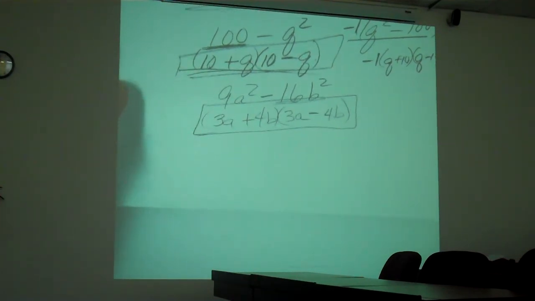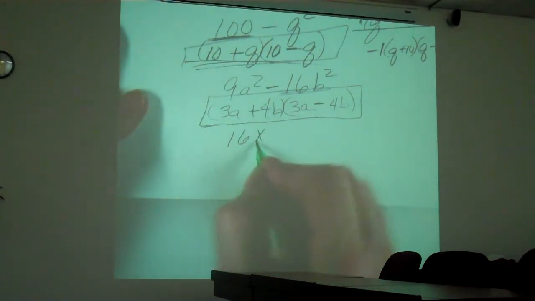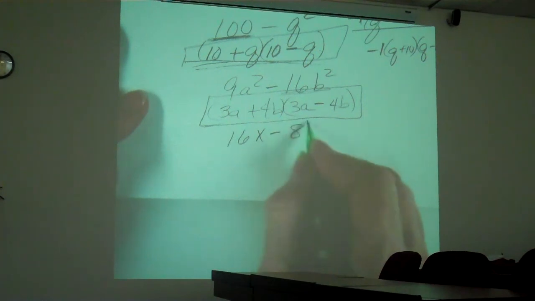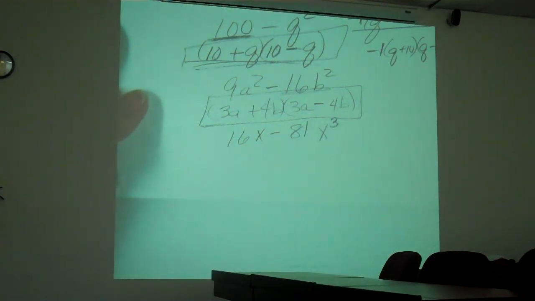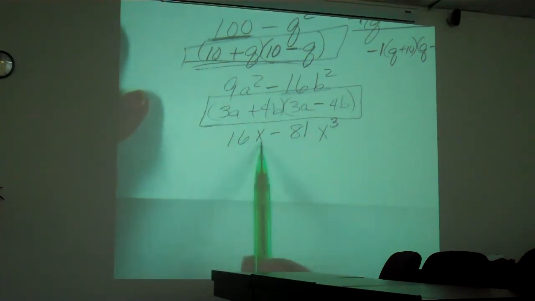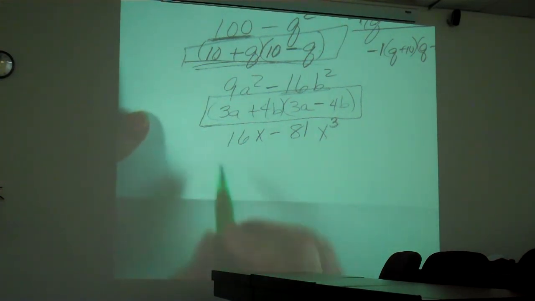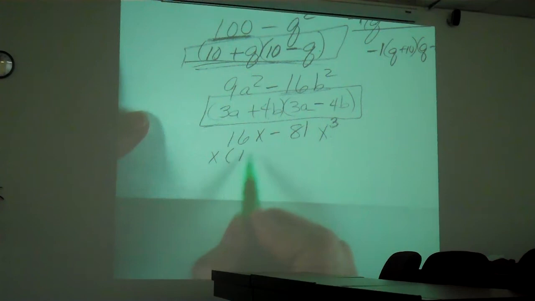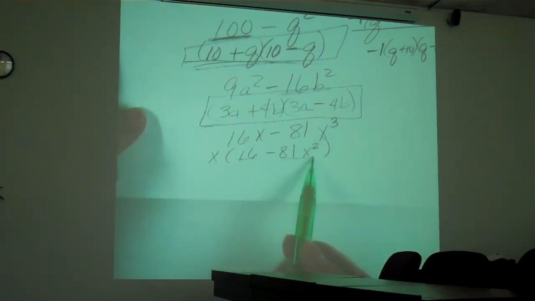Let's do 16x minus 81x to the third power. Are they perfect squares? 16 and 81 are, but these aren't. So what should we do maybe? Factor out the x. 16 minus 81x squared. Now they're perfect squares, right?